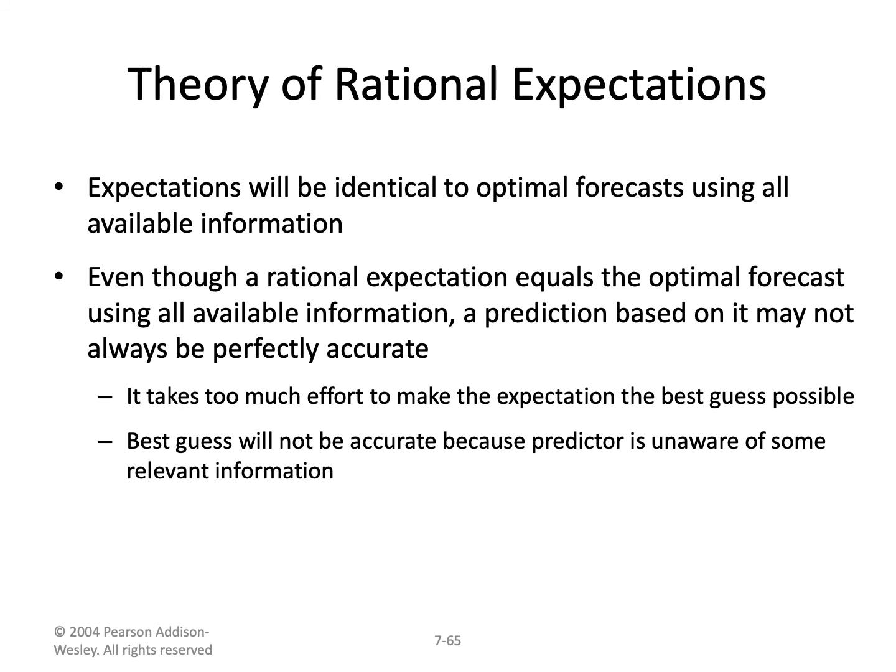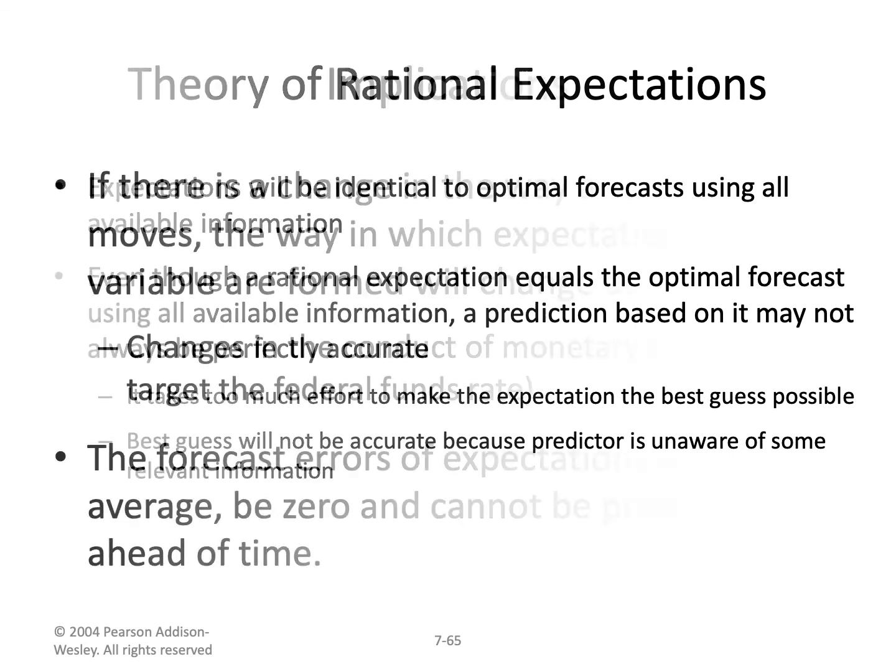Rational expectations will be identical to the optimal forecast using all available information in the market. Even though a rational expectation equals the optimal forecast using all information, it still may not be accurate. It takes too much effort to make the expectation the best guess possible, and the best guess will not be accurate because the predictor is unaware of some relevant information which isn't available to everybody.